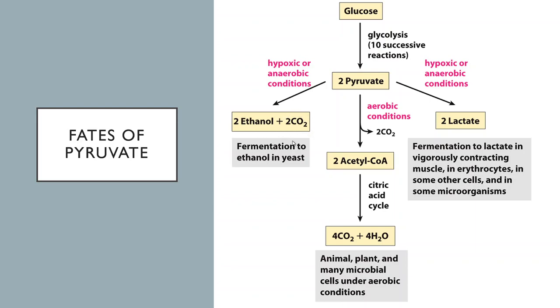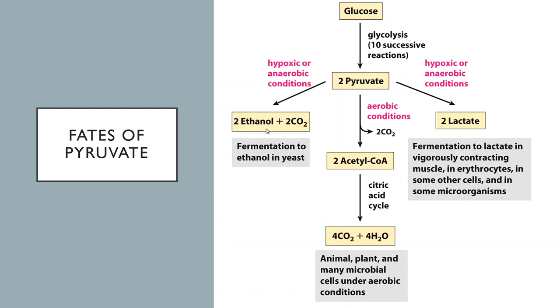ethanol and carbon dioxide. This process is called fermentation. In fact, this is how things like bread and beer are made. If you make bread, if you put yeast in with a sugar source like glucose or flour, it will convert it into ethanol and carbon dioxide. The carbon dioxide forms little bubbles, and that's what makes the dough rise and be bubbly.